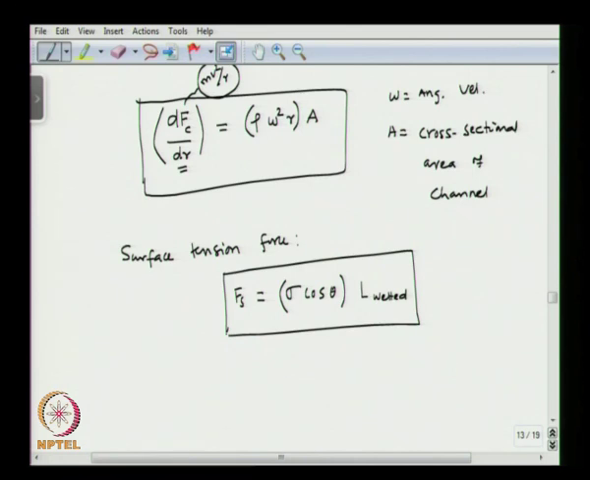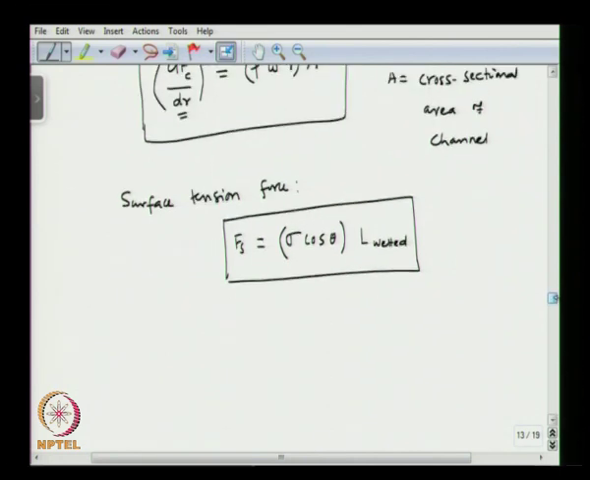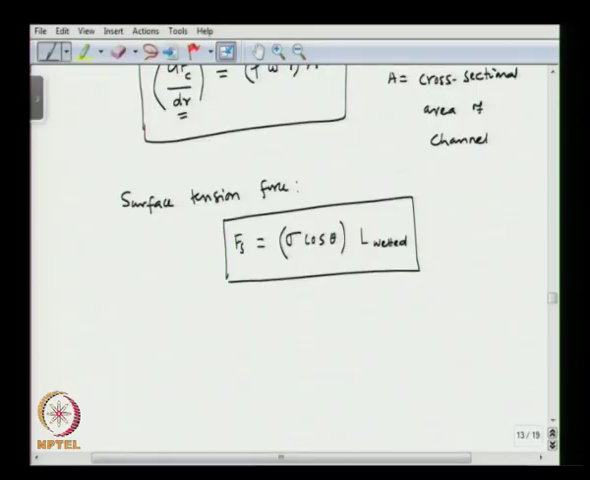Now, if you balance surface tension with centrifugal force, the liquid is going to exit only when the centrifugal force is more than the surface tension force. Okay. So, the liquid bursts out when the centrifugal force is greater than the surface tension force.